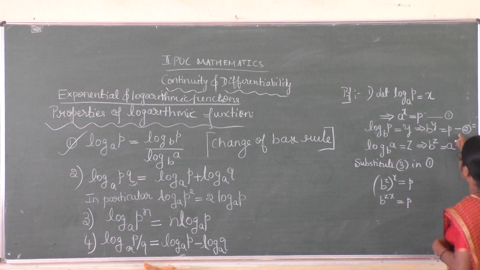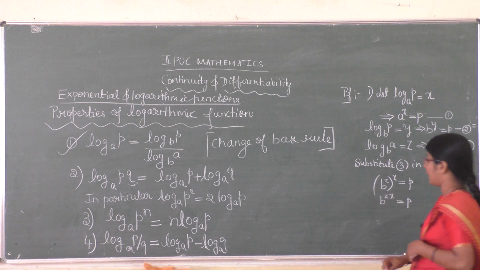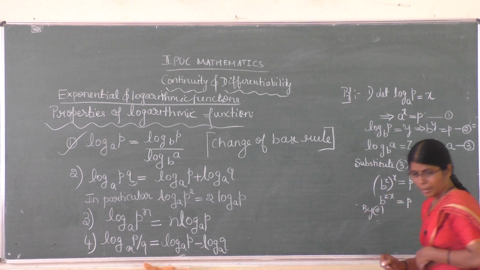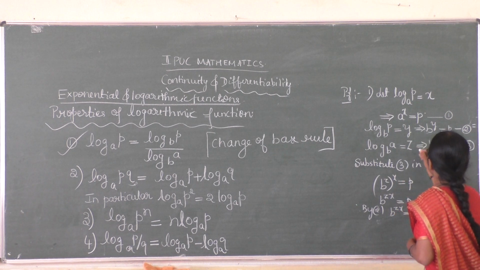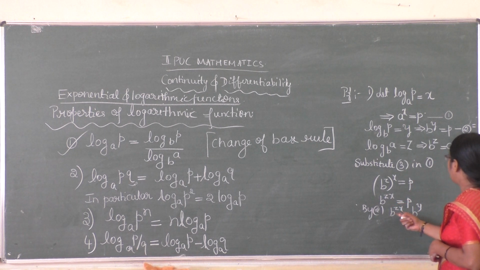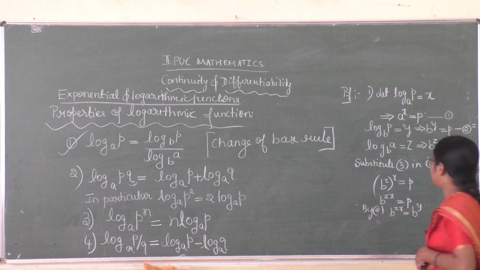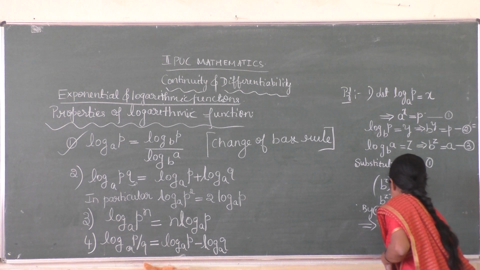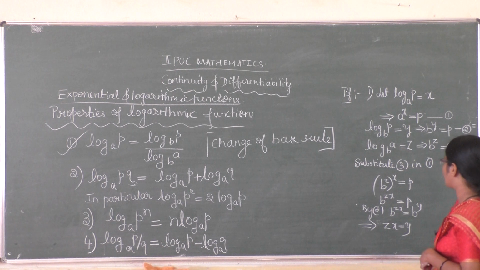Now see equation 2, p is nothing but b to the power y. So by 2, b to the power zx is equal to b to the power y. The base is the same, so the index is also the same, using the theory of indices. So zx is equal to y. You get zx is equal to y.